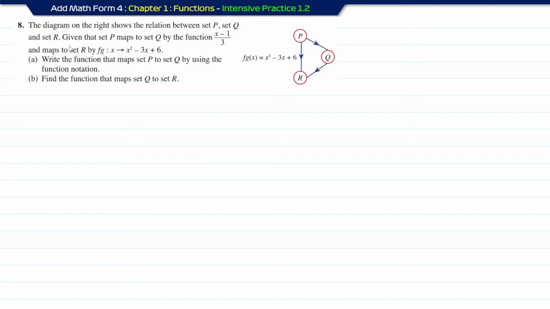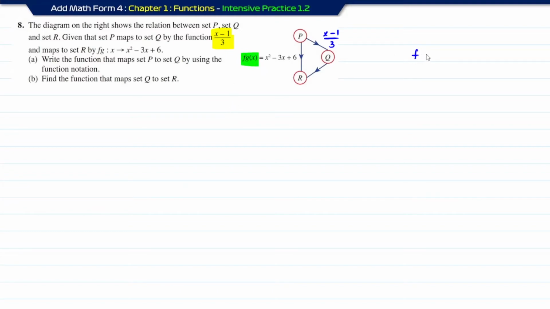Question number 8. The diagram on the right shows the relations between set P, set Q and set R. Given that set P maps to set Q by the function x minus 1 over 3 and maps to set R by the composite function fg, which maps x to x squared minus 3x plus 6. Question A: write the function that maps set P to set Q by using function notation. From the question here, we know that the function that maps P to Q is x minus 1 over 3. And we are given a composite function of fg.